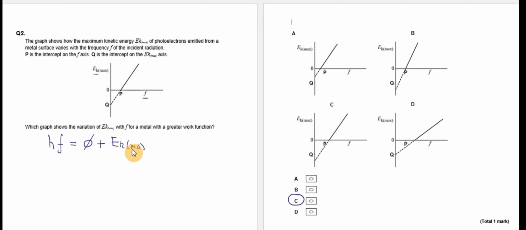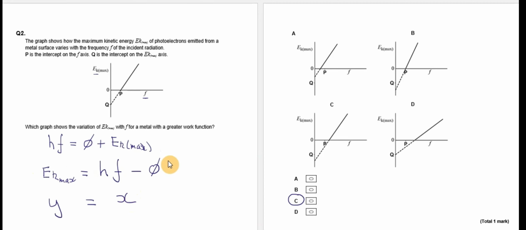So I'm going to rearrange this equation to make EK max the subject of the formula. So I've got EK max, and that is equal to Planck constant multiplied by the frequency minus the work function. Now, I've got a graph here that's a straight line where y is EK max and x is frequency.